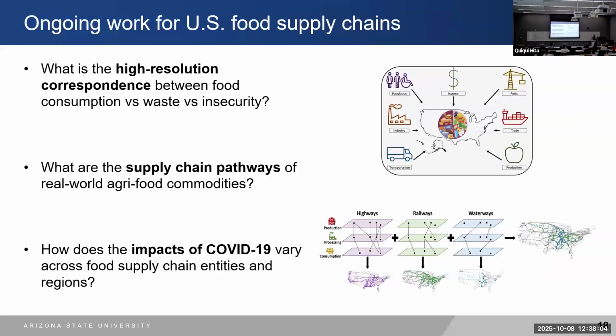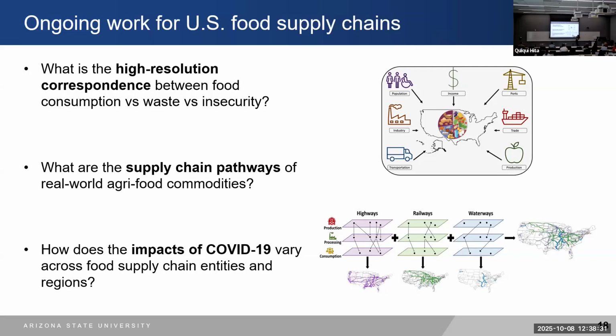So these are the studies that I have done so far, but currently what I'm working on at the US level is: what is the high resolution correspondence between food consumption, food waste and food insecurity? Is there inequity and unfair access to food in the same geographic regions? And then I'm trying to take a more detailed understanding.